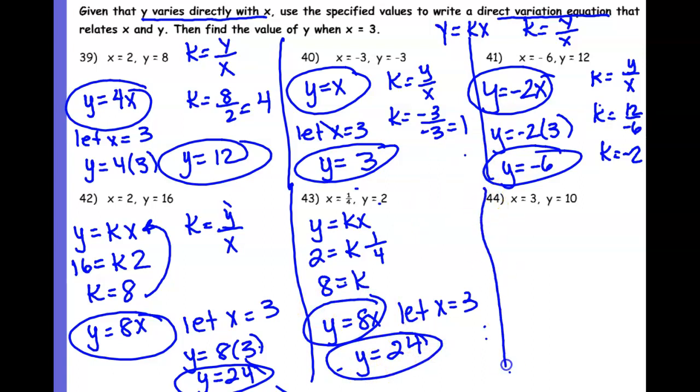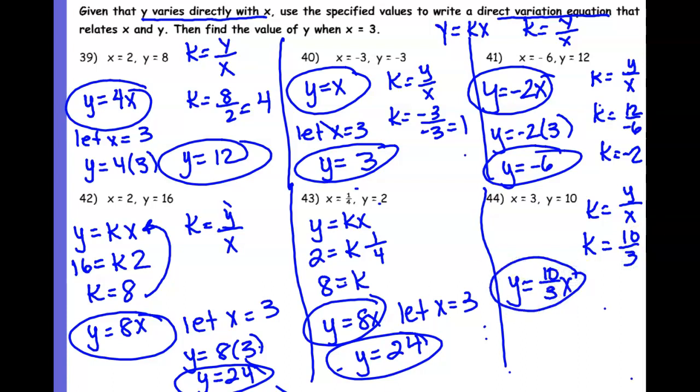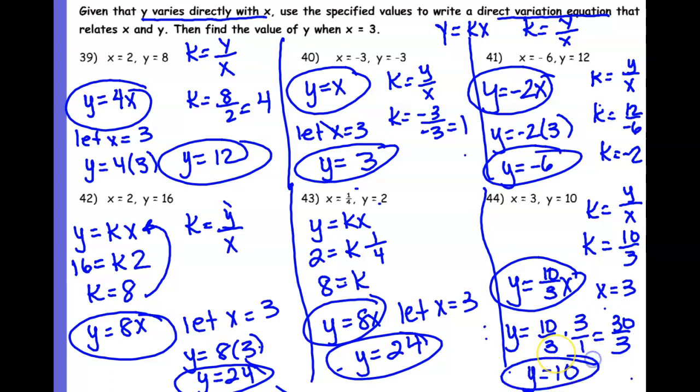And then the last one here, okay, I'll go back to, let's just say k is equal to y divided by x. When we do that, we've got 10 divided by 3, so there's our constant. So our equation is y is equal to 10/3 x. It's okay to have a fraction. There's the first one. And then when we multiply, we let x be equal to 3, we end up with y is equal to 10/3 times 3, which is 30/3, and our y is equal to 10. Okay, that's it.